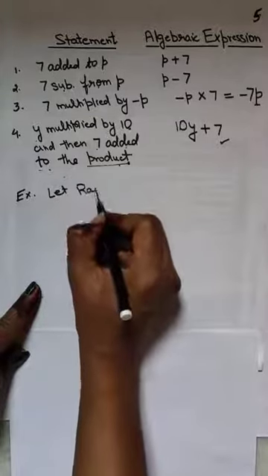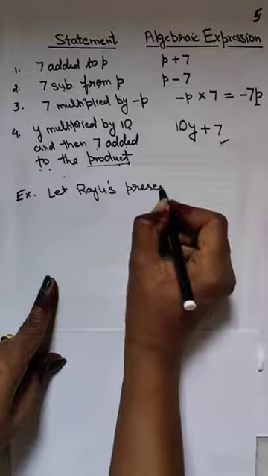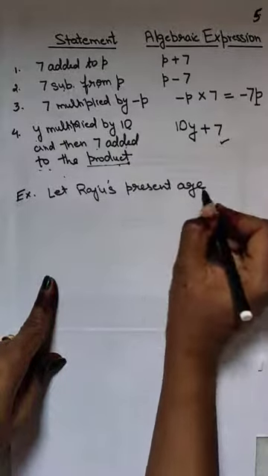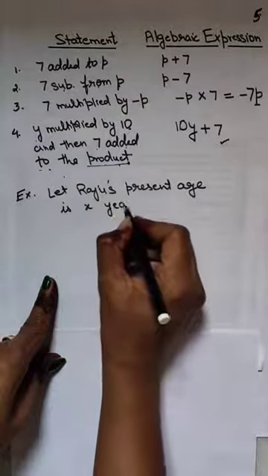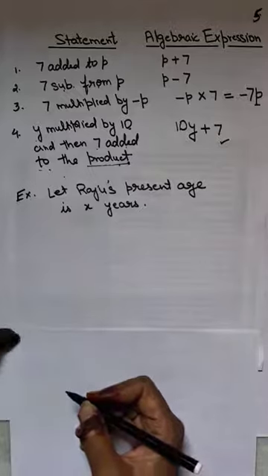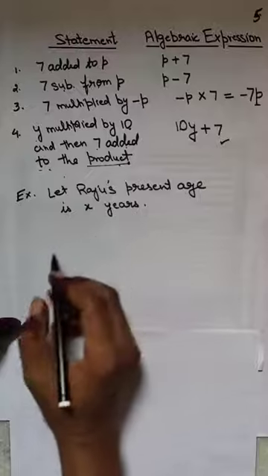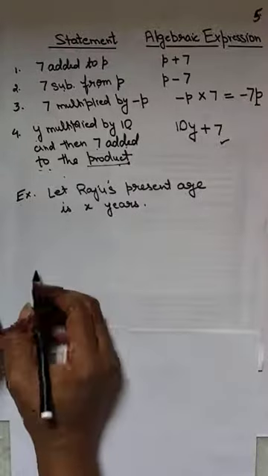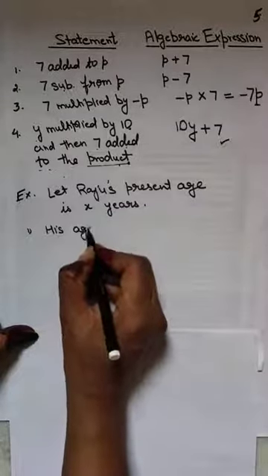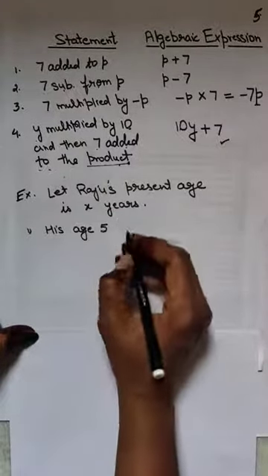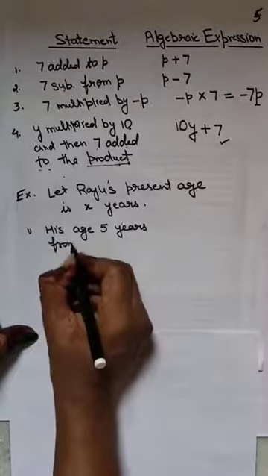Let Raju's present age is X years. Okay, this you have done in the lecture also. Let Raju's present age is X years. Now you have to tell his age 5 years from now.